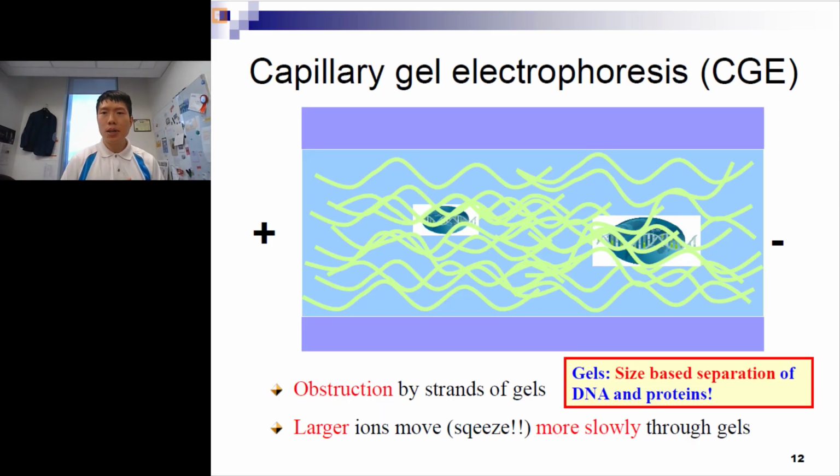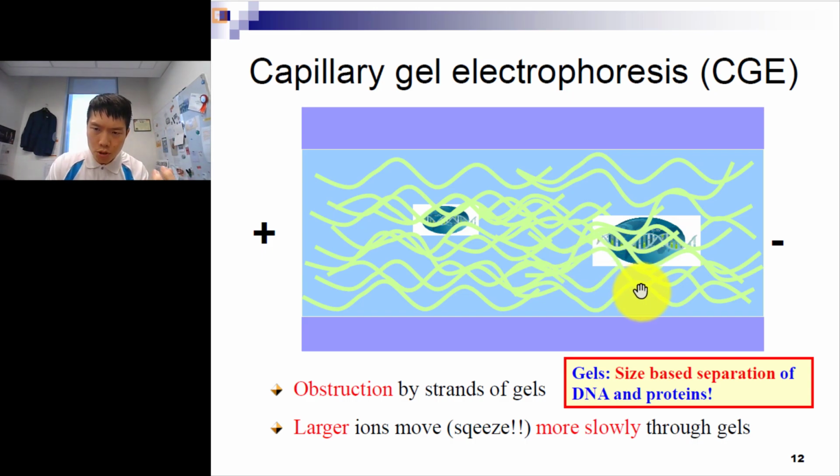Now this is another diagram here. We have a very simplified illustration of the CGE separation of DNA. See strands of DNA. DNA molecules are nucleic acids, right? So they are negatively charged. And the polymer gel forms like a network, right, interwoven.